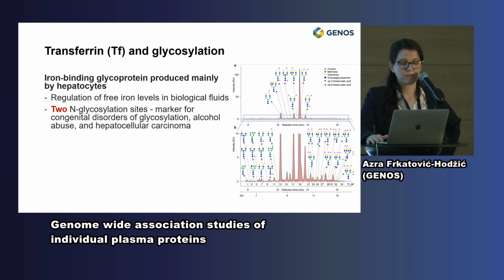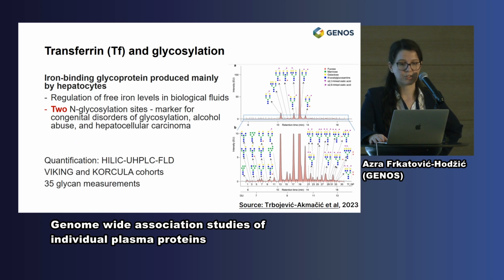Then I will briefly mention results from the transferrin GWAS. Transferrin is an iron-binding glycoprotein produced mainly by hepatocytes. This is also something that Yuri mentioned, and I am just trying to emphasize it. We have IgGs from the plasma cells, and we have transferrin produced by hepatocytes. In regards to its glycosylation, we know that it has two N-glycosylation sites that are already being used as markers for CDGs, alcohol abuse, and hepatocellular carcinoma.